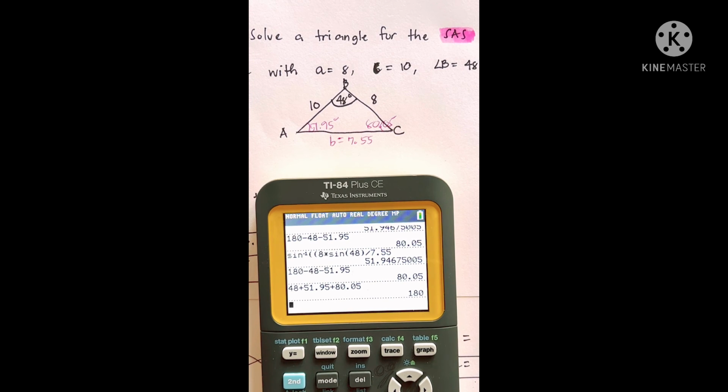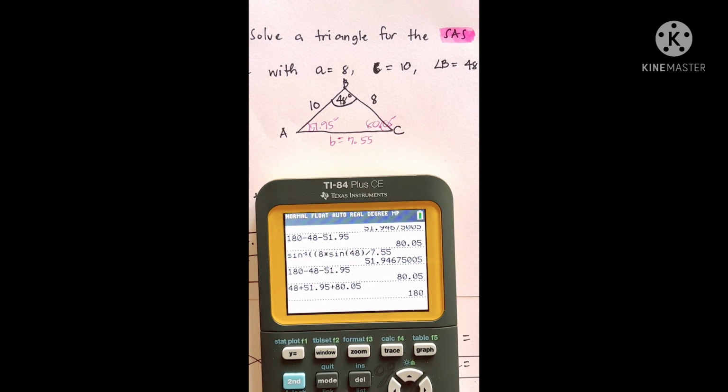Now, if you want to check your work to see if it makes sense, let's check the angles first. If they have a total of 180, then that should be good. So we're gonna add 48 plus 51.95 plus 80.05, and that is 180 total. So that makes sense.